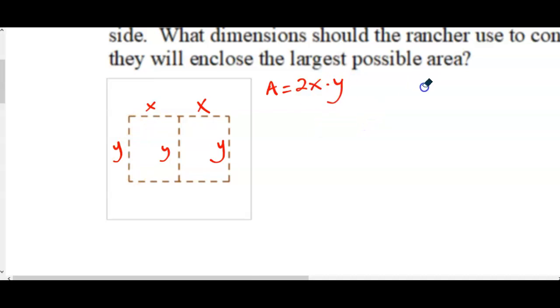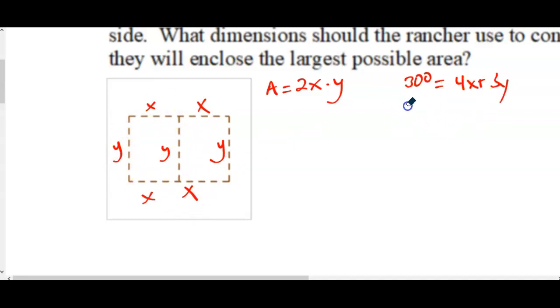And then we know that we've got 300, was it yards? 300 feet of fencing. So we've got 4x plus 3y, all right? 4x is 1, 2, 3, 4. 4x plus 3y right there.